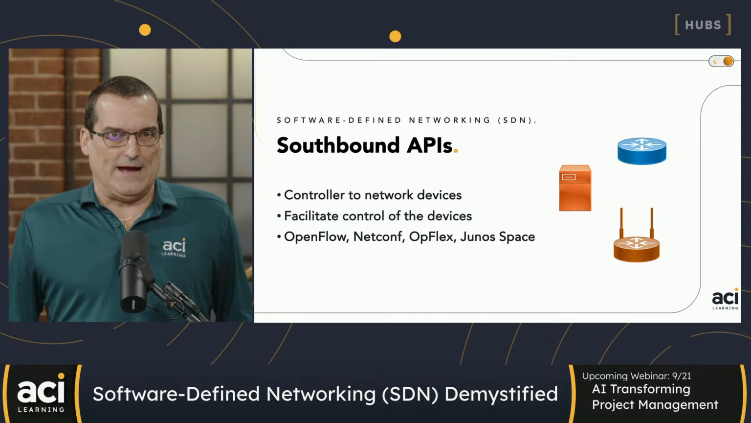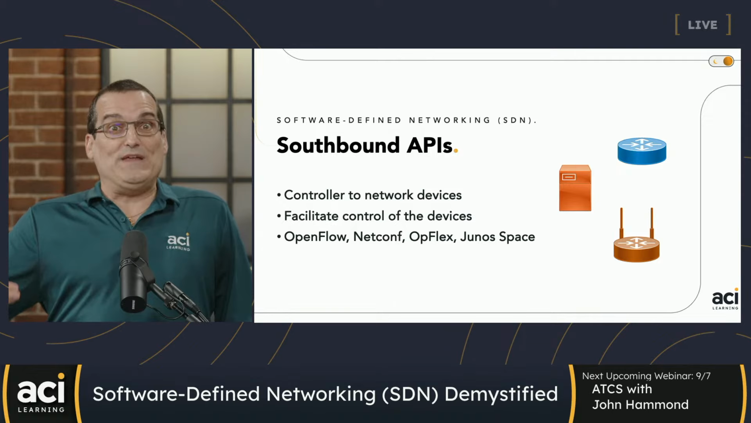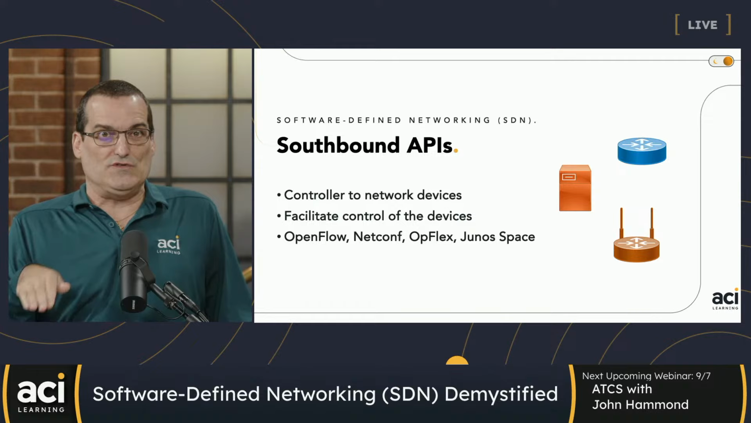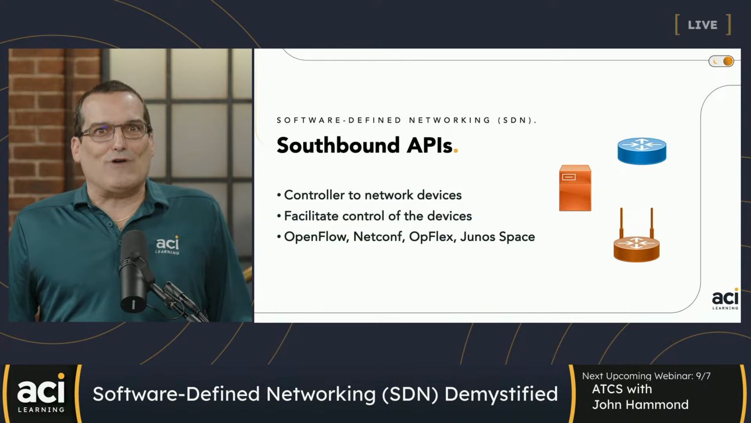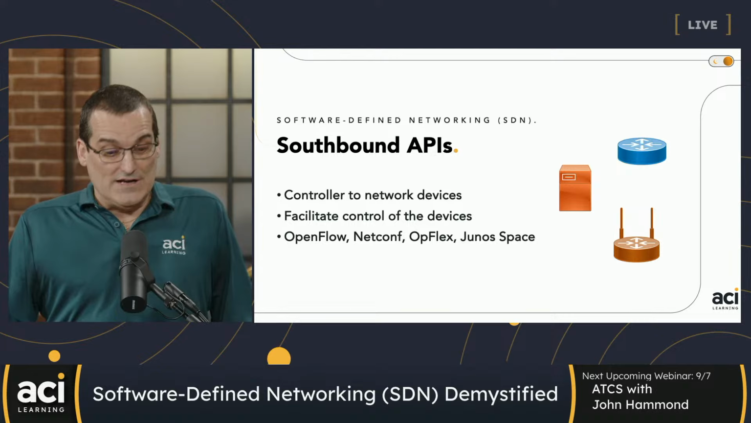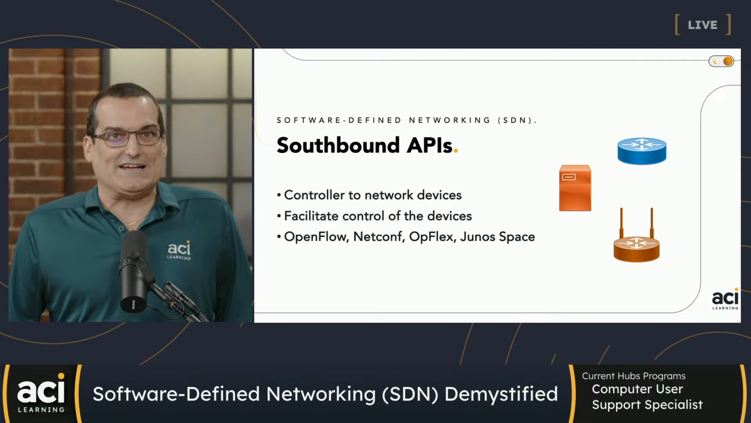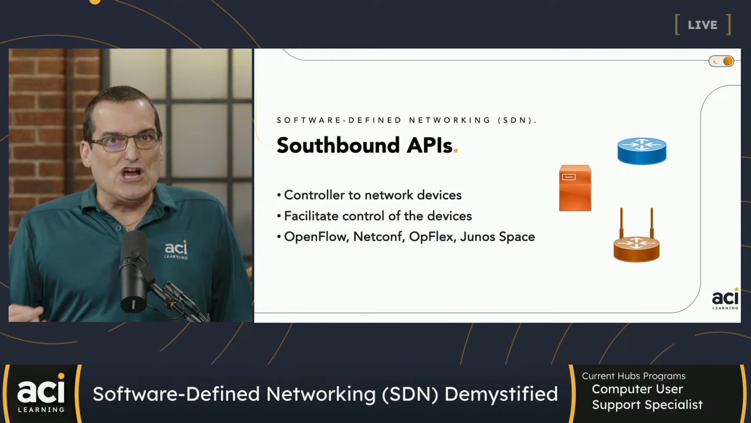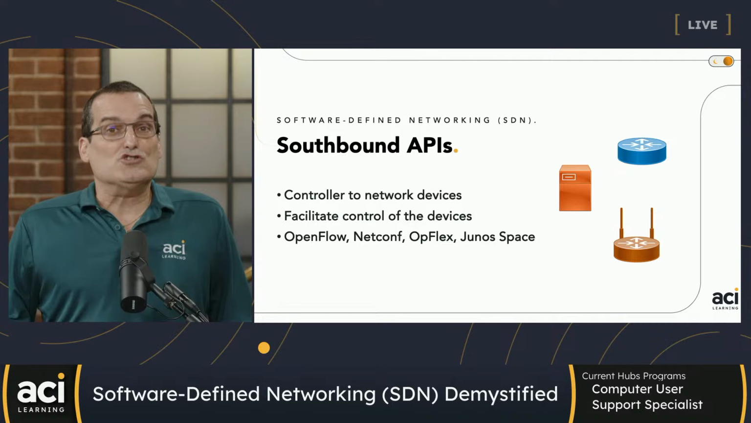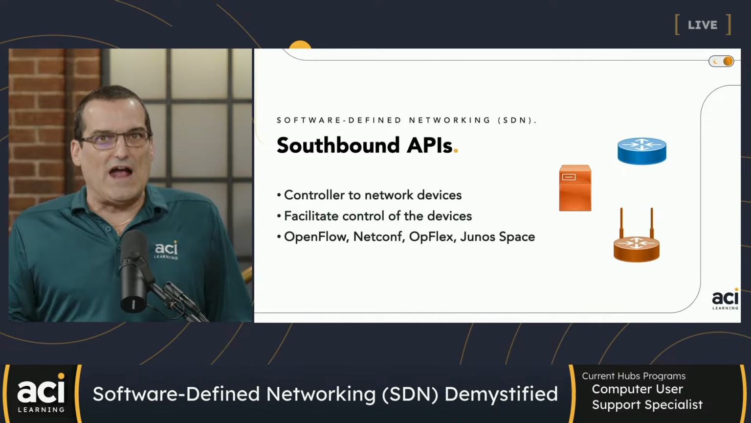Let me explain. OpenFlow is an open standard for communicating from controllers down to the devices, but a lot of vendors weren't waiting around, and a lot of vendors wanted to implement their own feature set here, so a lot of these are proprietary. For instance, OpFlex, you see there? That is a Cisco proprietary Java-based API approach for the southbound API. Junos Space is none other than Juniper's proprietary southbound API.